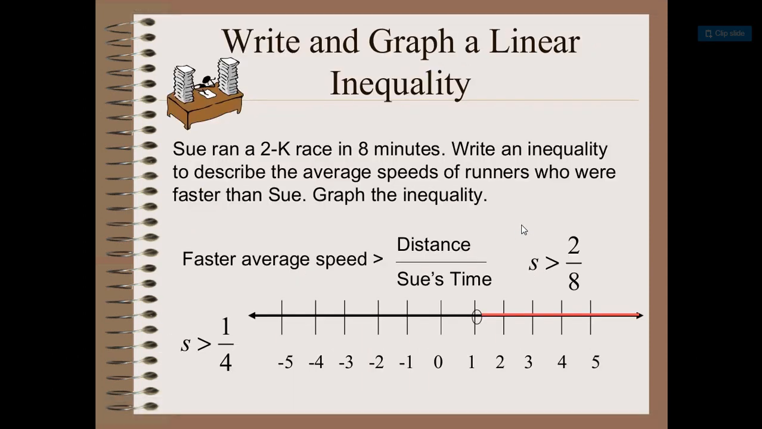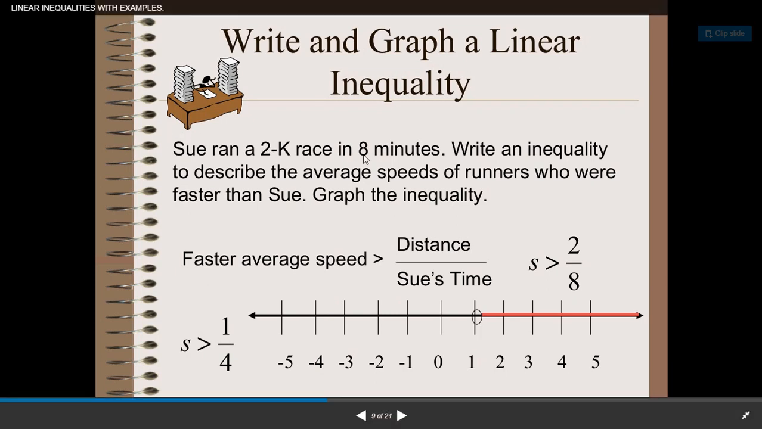Alright, so let's look at a real life example. Sue ran a 2K race in 8 minutes. So he was able to complete a distance of 2 kilometers in a span of 8 minutes. Write an inequality to describe the average speeds of runners who were faster than Sue. And then we also have to graph the inequality.